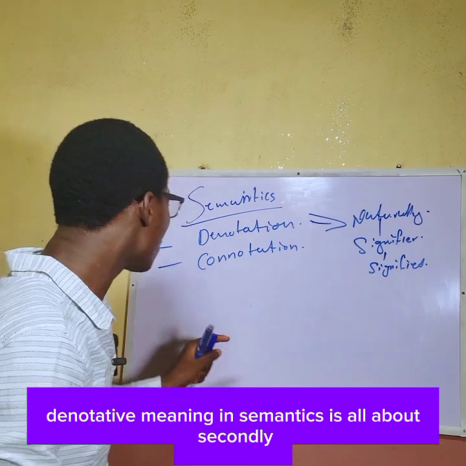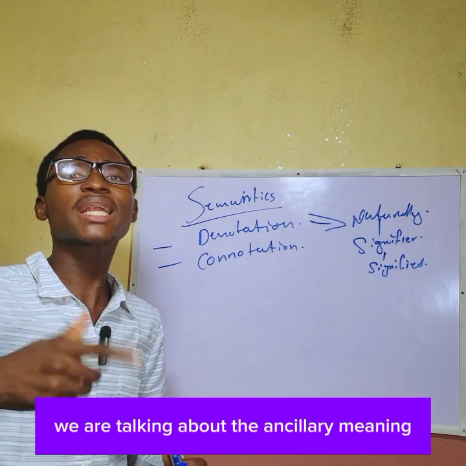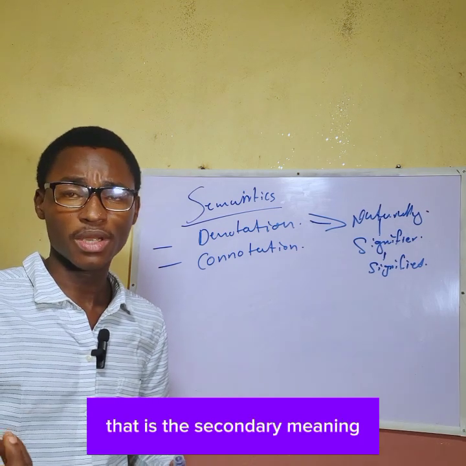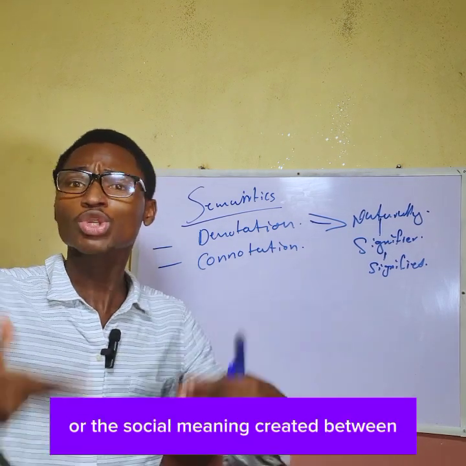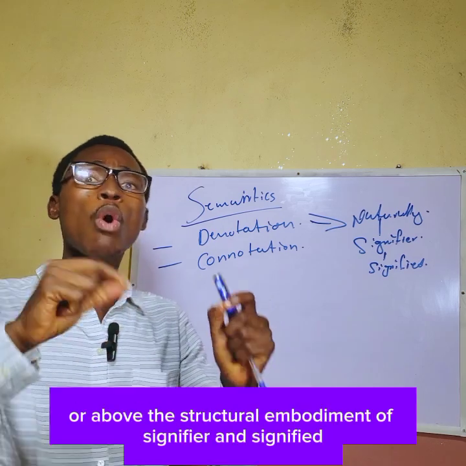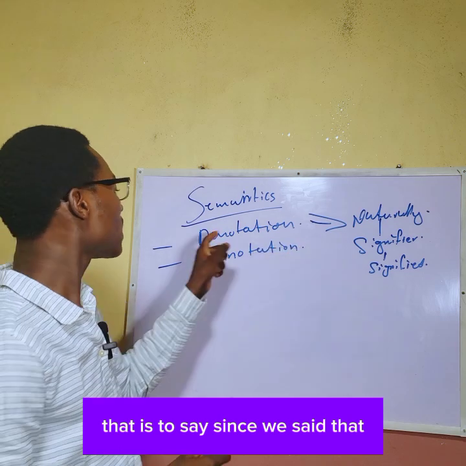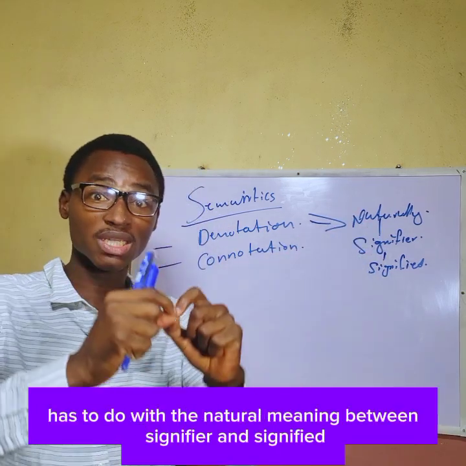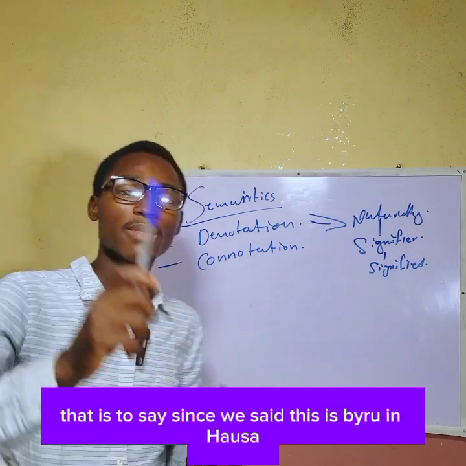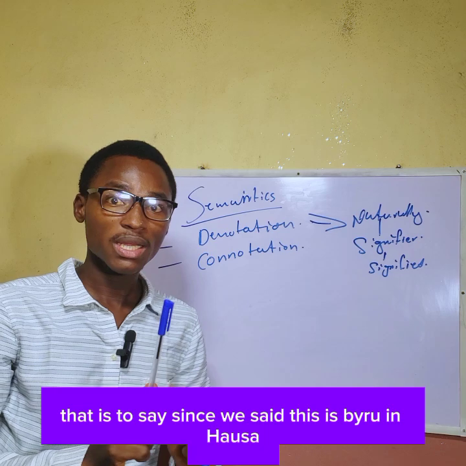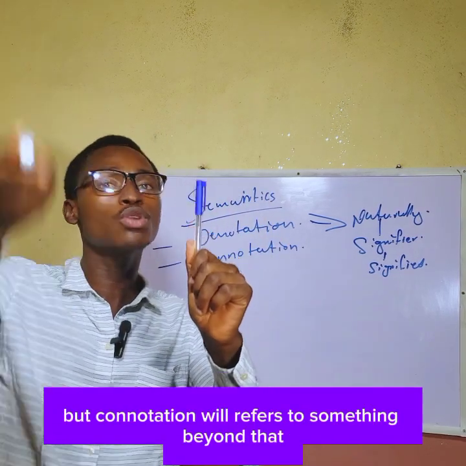Secondly, when we say connotation or connotative meaning, we are talking about the ancillary meaning, that is the secondary meaning. We can also call it the subsequent meaning, or the second meaning, or the cultural meaning, or the social meaning created between or above the structural embedment of signifier and signified. That is to say, since denotation has to do with the natural meaning between signifier and signified, then connotation goes beyond the signifier and signified relationship. Since this is Bairo in Hausa, denotation means the real object, but connotation will refer to something beyond that.